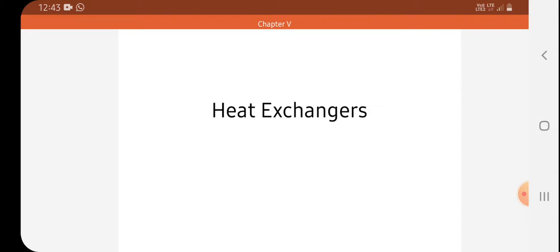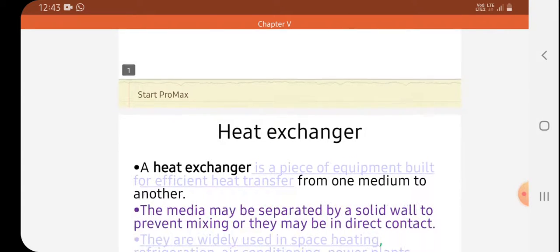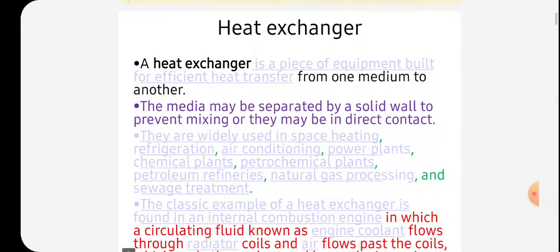Before proceeding further, we must know what actually a heat exchanger is. In chemical process technology, we have to see different heat exchangers that are required for different chemical operations. A heat exchanger is a piece of equipment built for efficient heat transfer from one medium to another. The media may be separated by a solid wall to prevent mixing, or they may be in direct contact.